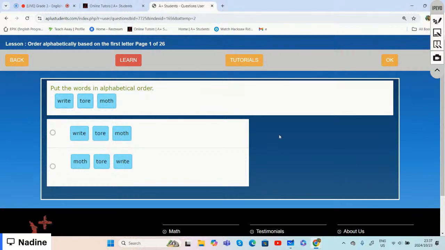All right. And we need to put these words in order. We need to put these words in alphabetical order. Option one, white, tore, moth, or option two, moth, tore, white. Which one is correct alphabetically?